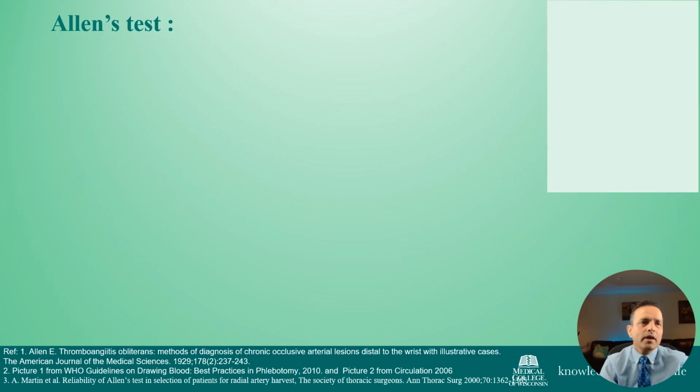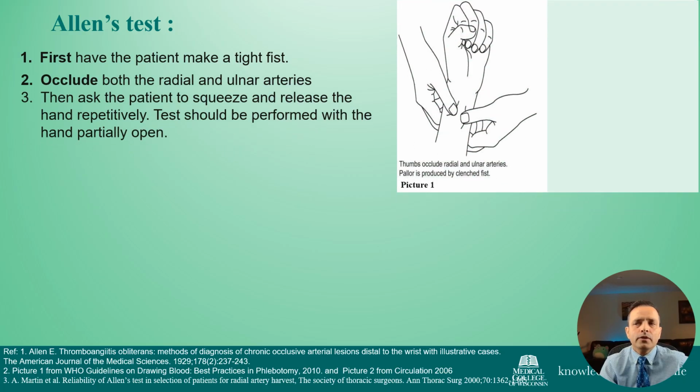So let's talk about Allen test. First, you are going to ask your patient to make a tight fist. Then you are going to use your thumb to occlude both radial and ulnar artery. You are going to ask your patient to squeeze and release hand repeatedly so that their hand blanches faster. Remember, this test should be done with the hand partially open. Otherwise, if you have your patient hyperextend their hand, it will result in false negative.